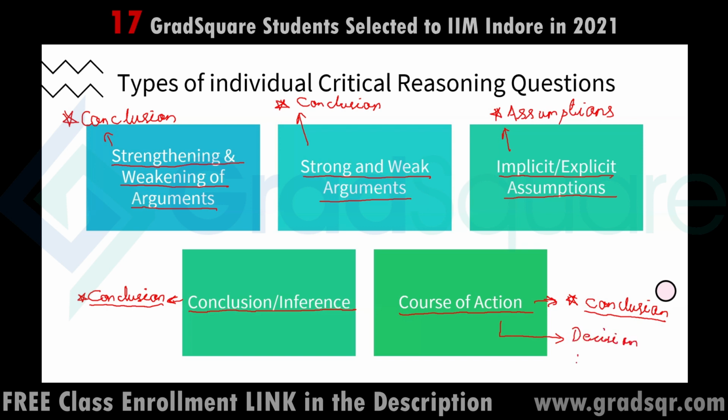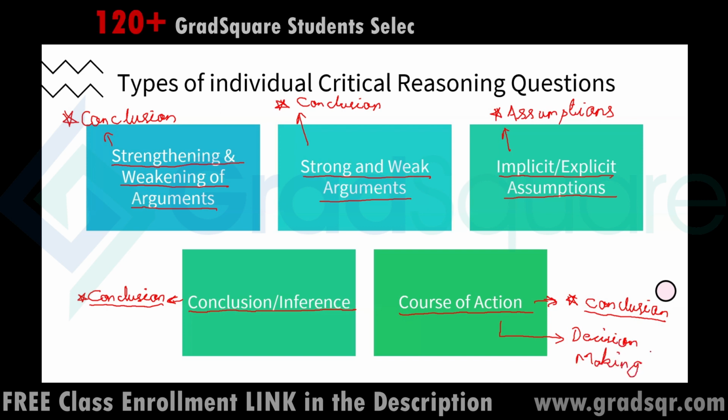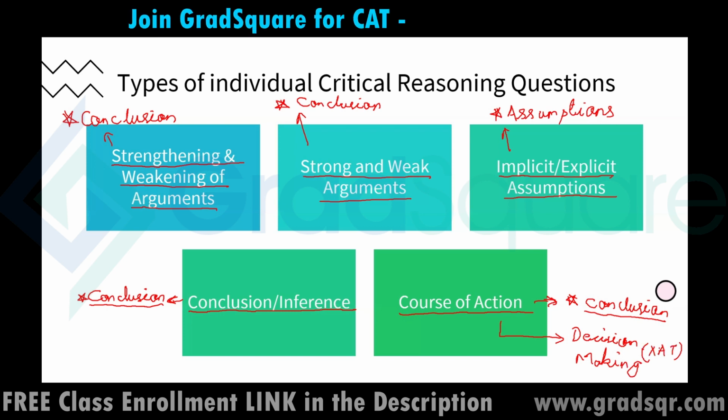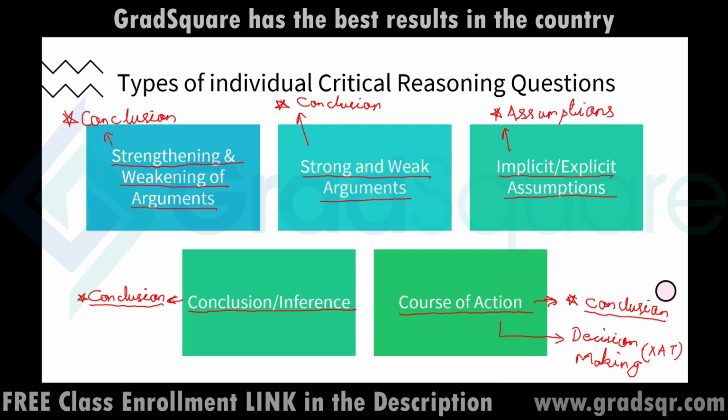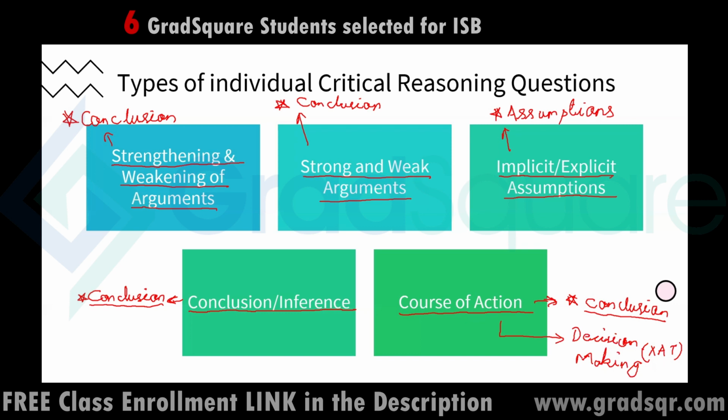Right? In fact, the extension of course of action questions is what the decision-making section of XAT is made up of. So course of action is an easier type of the decision-making questions which are present in the XAT paper. So if you are writing an examination like NMAT, and if you understand how to answer course of action questions, then the same skill set will help you understand how to solve decision-making questions in XAT, which are just a bit more complex versions of the course of action type of questions.